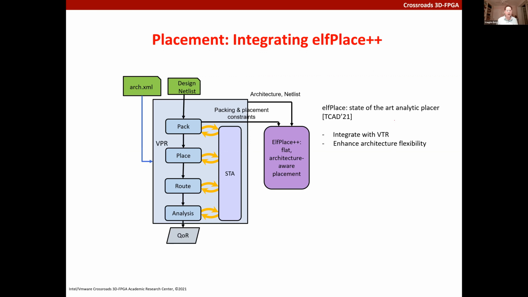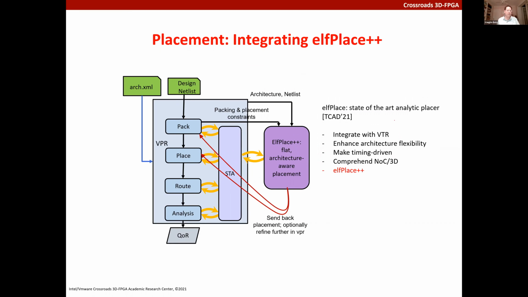We want to integrate it with VTR and enhance its architecture flexibility, because currently it targets a specific architecture. So increase that, bring in a bunch of the constraints that we have in these complex architectures with carry chains and DSP chains and heterogeneity and NoCs, make it timing driven, and basically get the best of both worlds. So I'm showing some of the links that will be going on between those tools, where we're basically passing constraints and netlists into ElfPlace, and it's passing back placement information that will affect both the packing and placement.